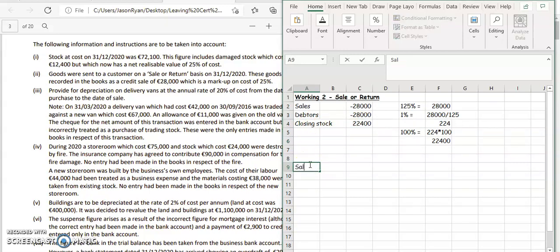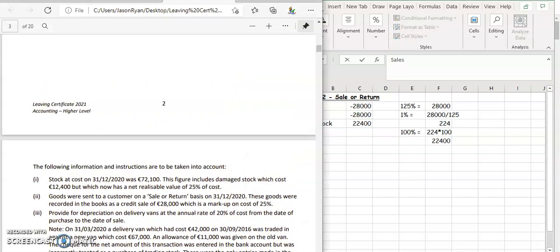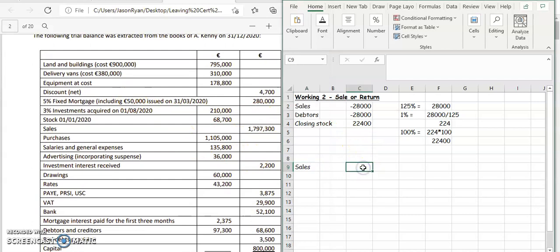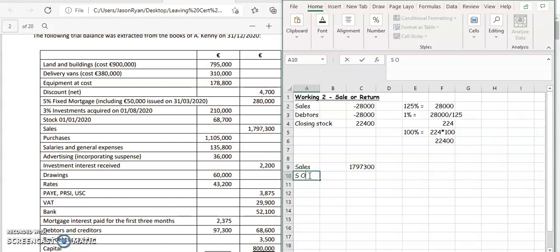So your sales are going to be from the question itself. Let's go find our sales figure. Our sales figure then is 1,797,300. So with sale or return, we're going to take the 28,000 from it. So our sales figure then is going to be 1,769,300. Your next working is going to be working 3, your debtors.